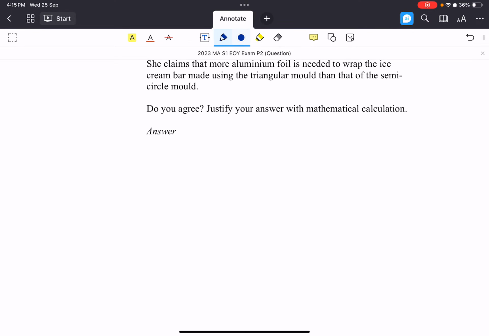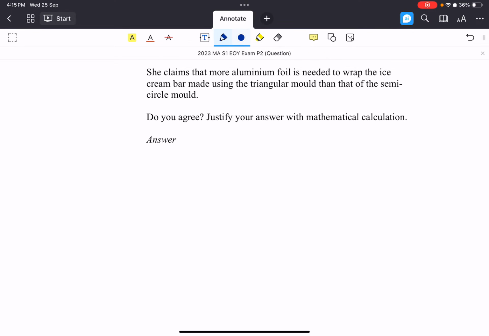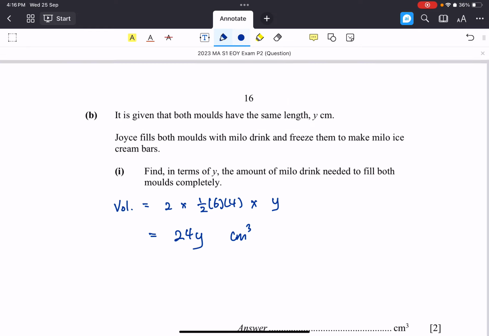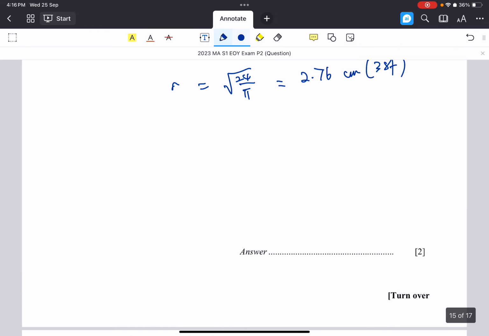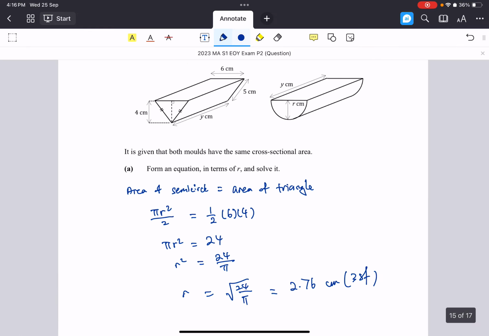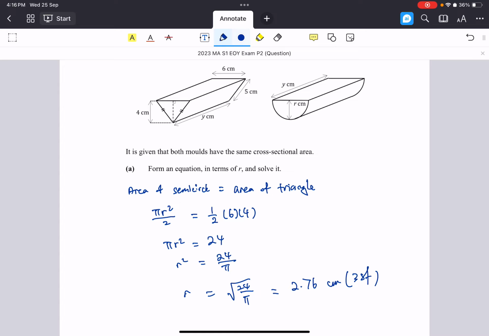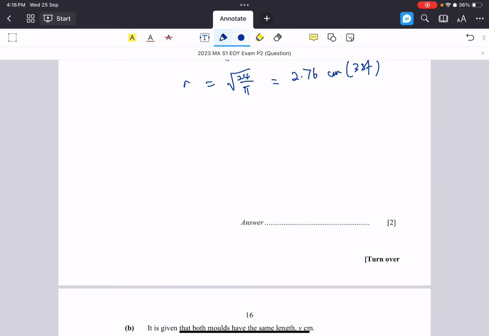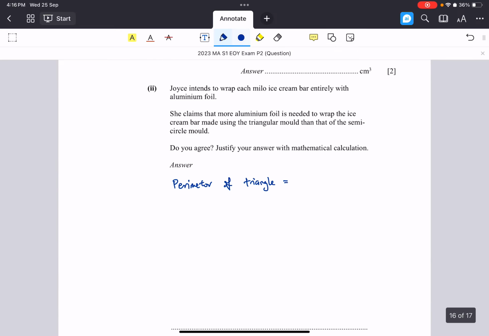So what we can do is, the perimeter of the triangle is equal to, let's take a look. Back to my diagram again. Yeah, 5 plus 5 plus 6, which is 16 cm.